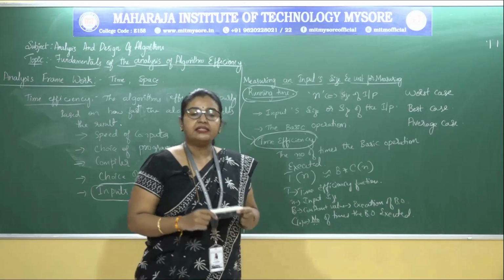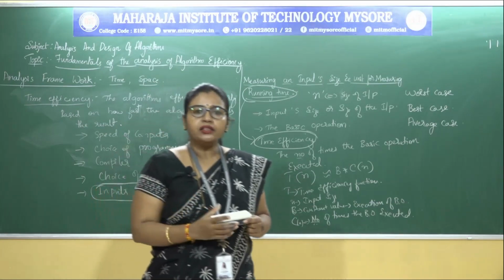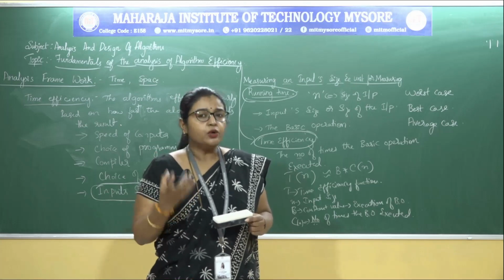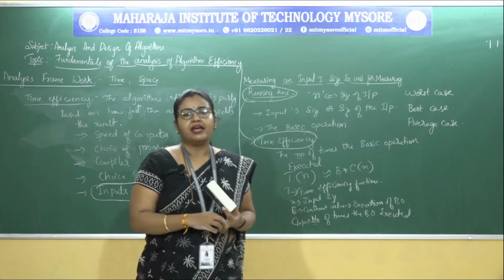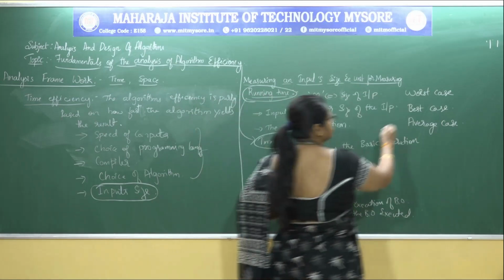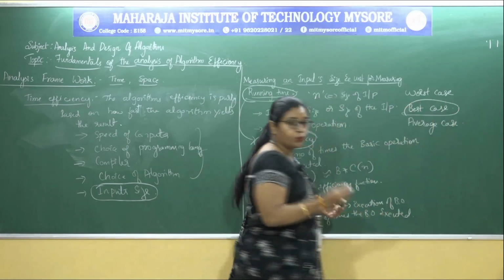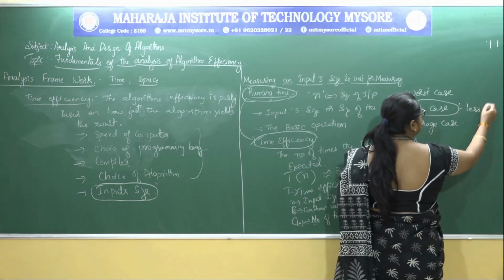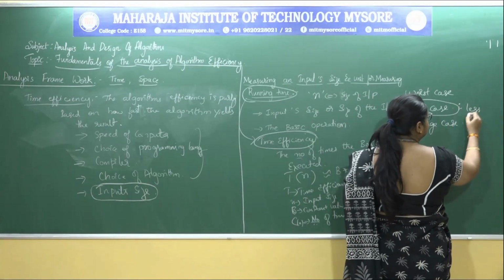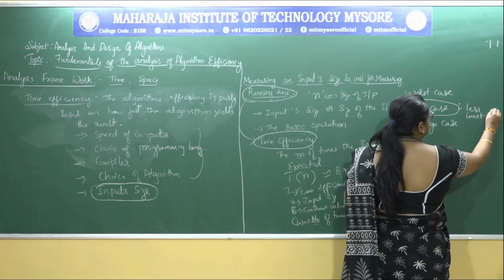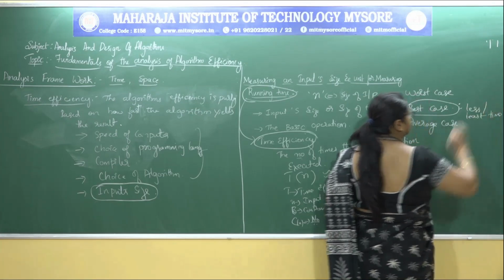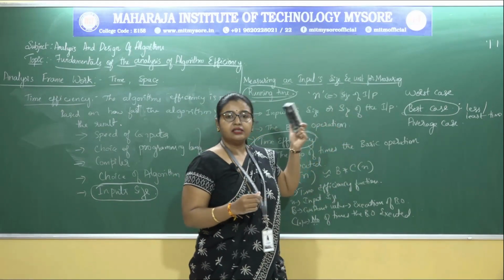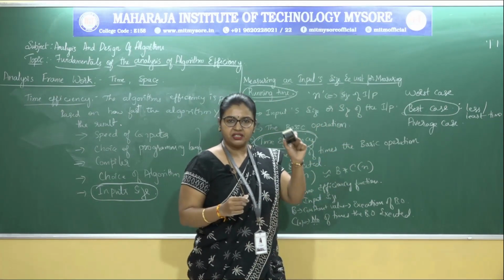The algorithm which takes a lesser amount of time to execute, then the algorithm efficiency comes to the best case. So the algorithm which takes less time or least time to execute your algorithm is called the best case efficiency.